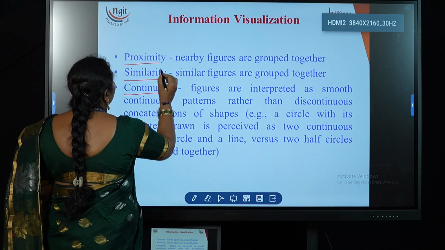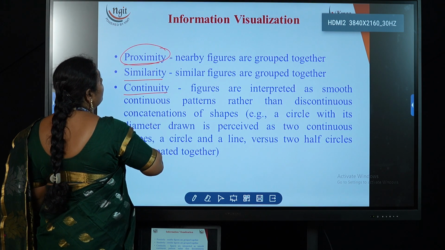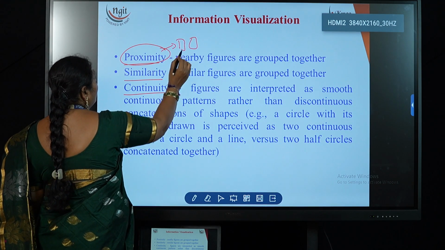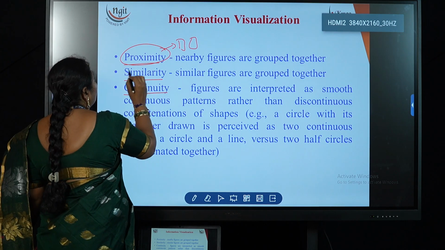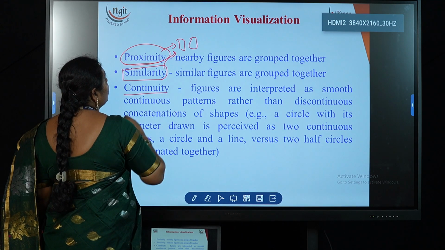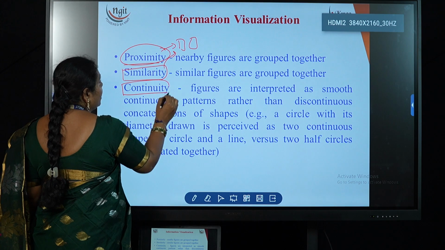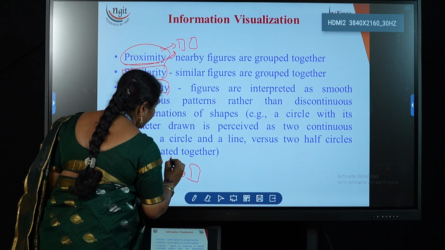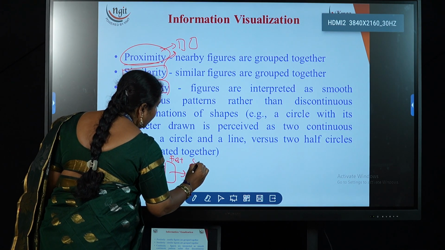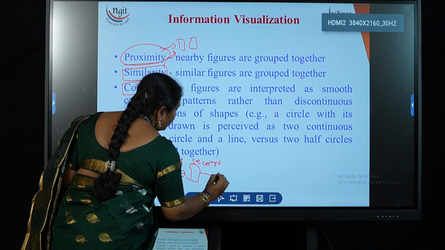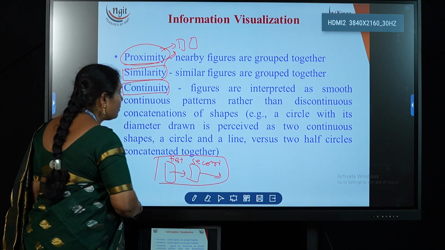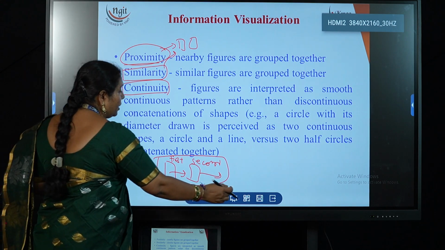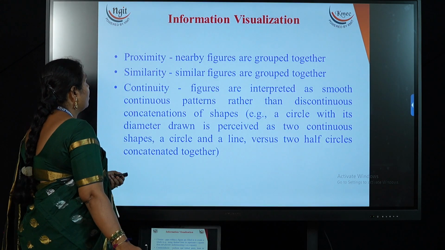Now coming to the next terms: proximity, similarity, continuity. So you have to remember proximity. Whenever you are drawing some figures, you can draw all the complete data grouped together. That is called proximity. Similarity is the same thing. Whenever items are similar, you can group them together. Continuity: suppose one is independent, first layer, second layer. Whenever you are representing this, you have to have the continuity from one image to another image. So all these things have to be maintained in your information visualization.